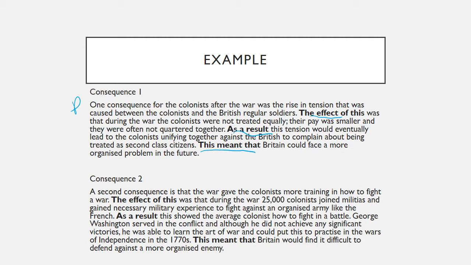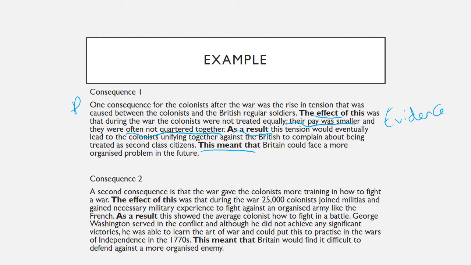The effect of this was that during the war, the colonists were not treated equally, their pay was smaller, and they were often not quartered together. So I've given 2 pieces of evidence there. One is that their pay was smaller, and they were often not quartered together. That means they didn't stay in the same place.